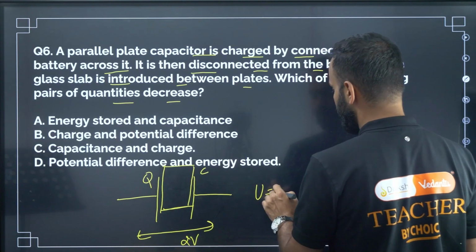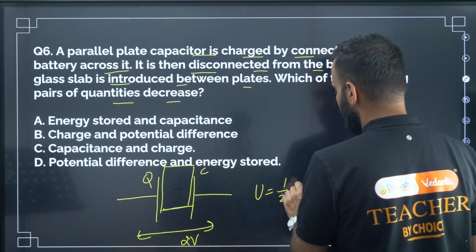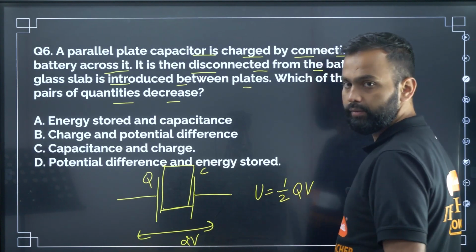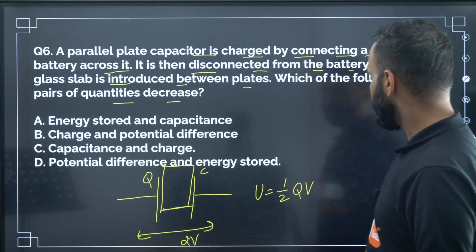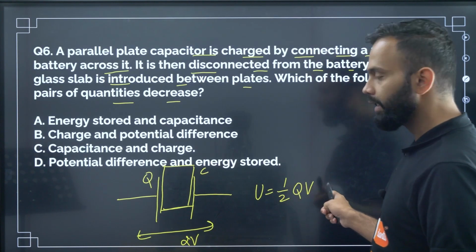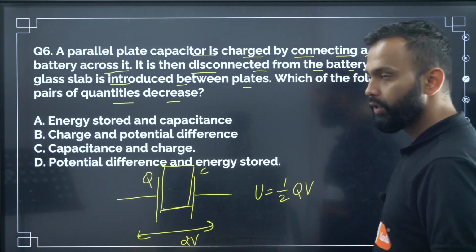The expression of energy, U equal to half into the charge Q into V. What is Q? Q equal to C into V. So it is half C V square.